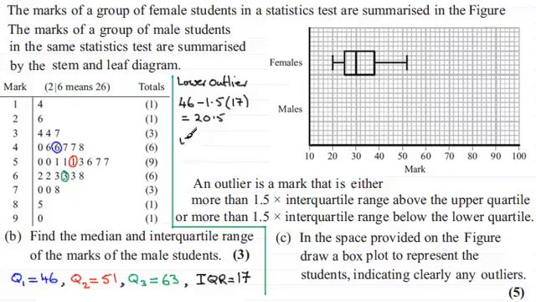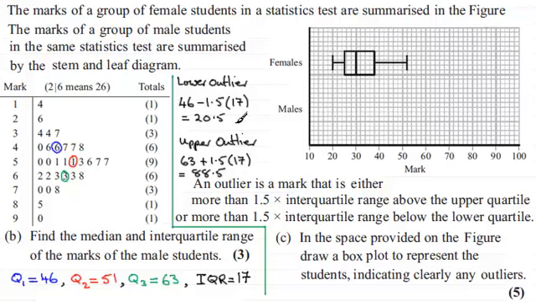And similarly, if we look at the upper outlier, where are we going to find that one? Well, we take the upper quartile, which was 63 for the males, 63 plus 1.5 times the interquartile range, which was 17. And this gives us 88.5, so it equals 88.5. Just squeeze it in there, I hope you can see that.